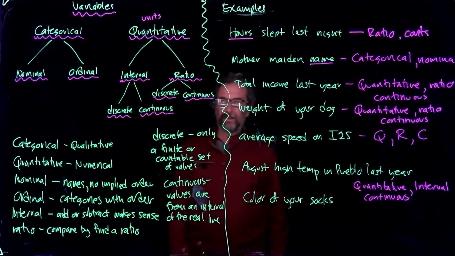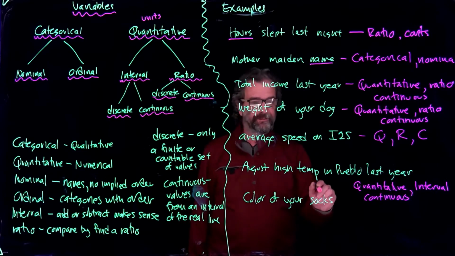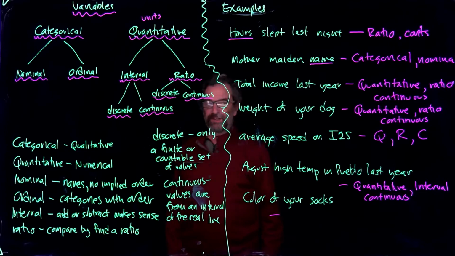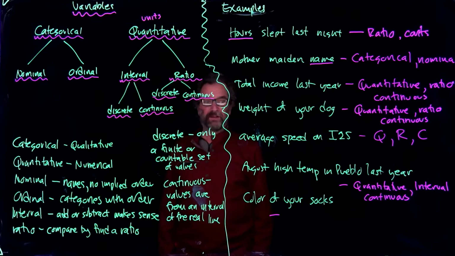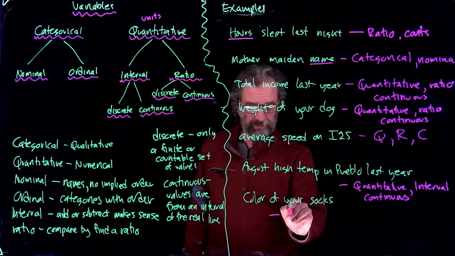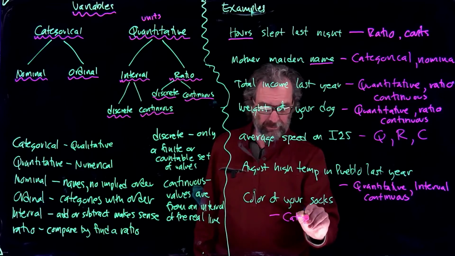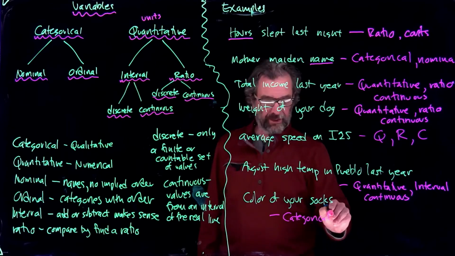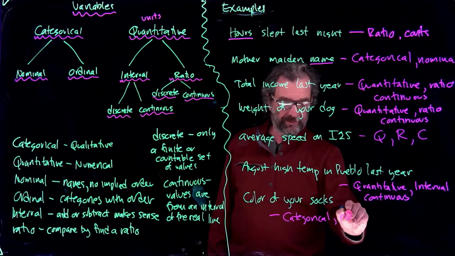You could say color of your socks. What if you're not wearing socks? Then it's got no color, I suppose. You could say that. They're transparent since I'm not wearing them. Don't ask me. Color of your socks. It's categorical. And there's no order to color, so it's nominal, not ordinal.